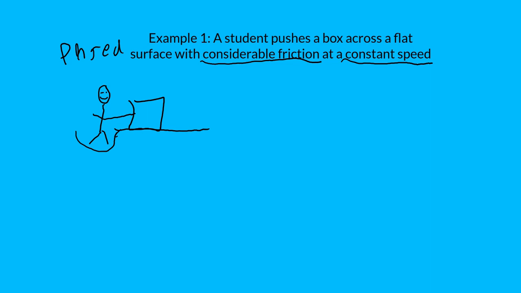So now we know Phred is pushing the object in this direction. This is not my free body diagram. I'm just saying that the velocity vector is in this direction and Phred is applying a force to the right.